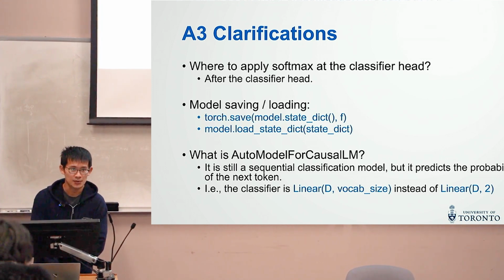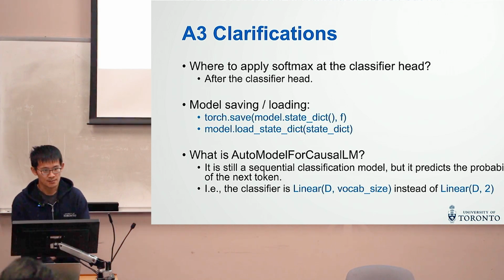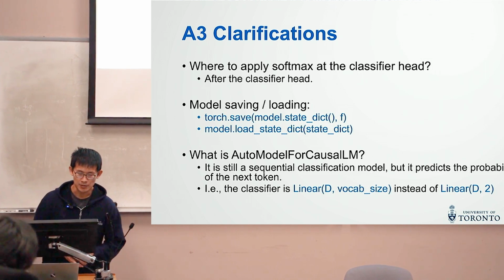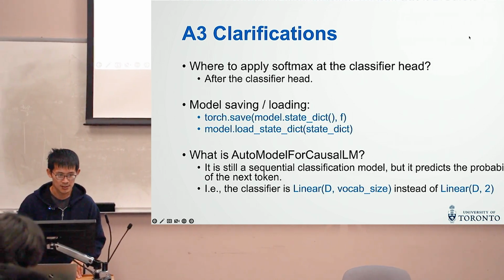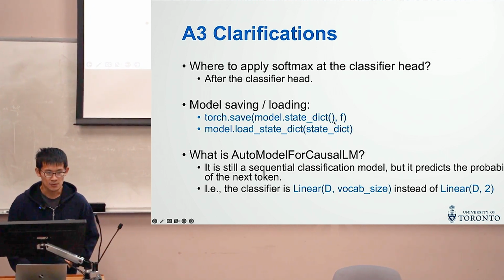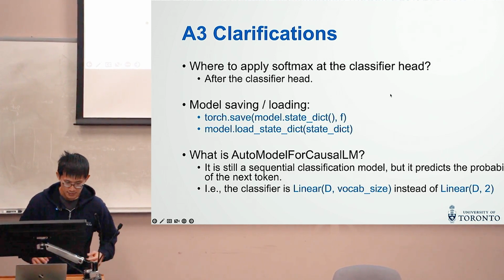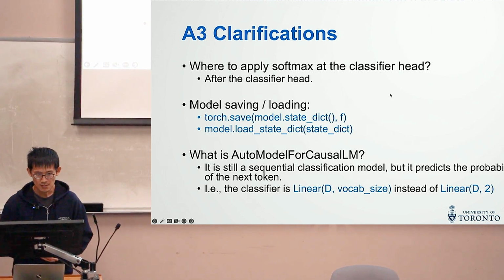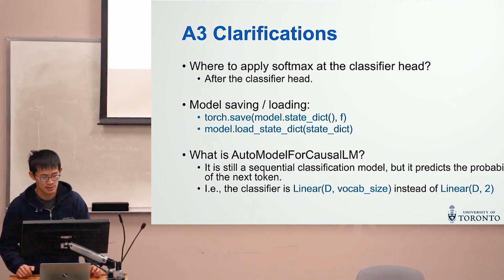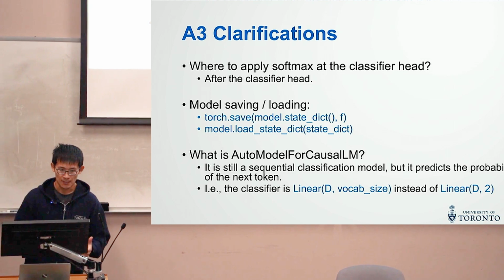And the second clarification is about model saving and loading. In PyTorch, you can export the state dict and save it as a Python object to a file. You can use torch.save, get the model's state dict, and save it to a file. And this file is represented by an object that can be acquired by the open command in Python. So you can call open with the path, and that command is going to return a file handle, which is f.